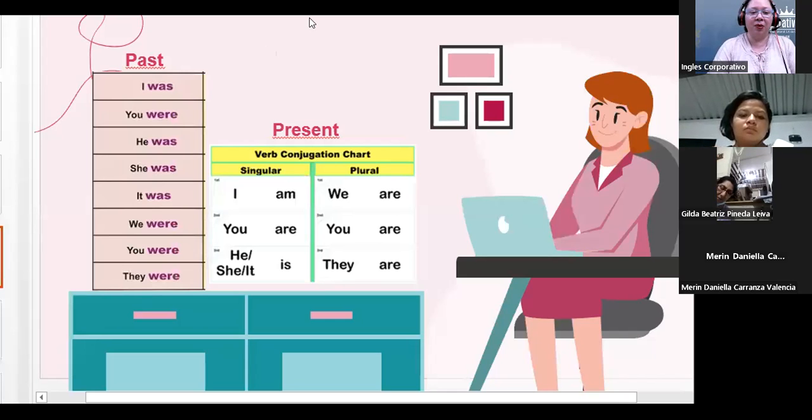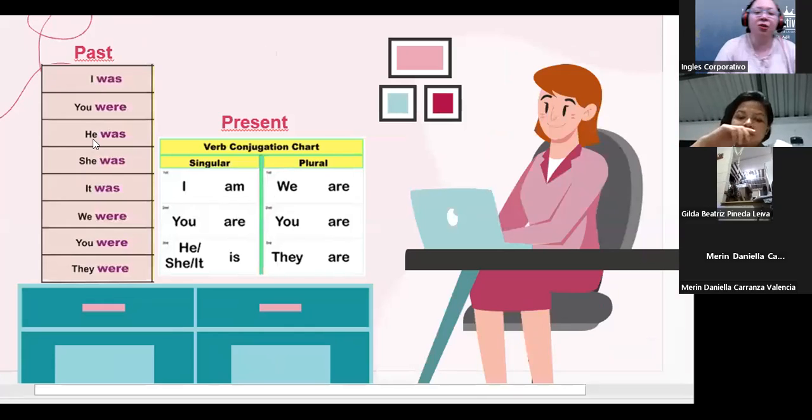Miren, acá está. Entonces, aquí tenemos the conjugation, okay? For the singular and for the plural, we have are, is. Y acá los tenemos ya en el tiempo pasado, ¿verdad? Y de la misma manera, para el singular tenemos was, were, and was. Para el plural tendríamos todos were: we were, you were, they were. Para el singular son I was, you were, he was, she was, it was, ¿ok? Ahí tenemos la conjugación.